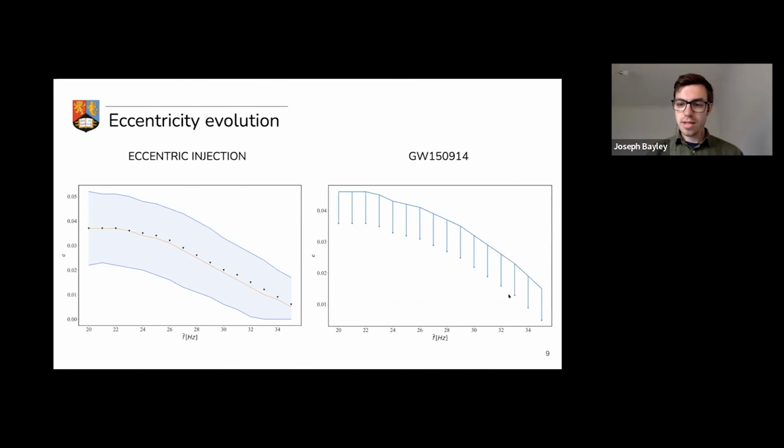Another question says, hi Alice, great talk. Do you plan to use this method for a population of sources? Sorry, I didn't understand very well. Do you plan to use this method for a population of sources? I didn't do any work with population, but for sure, I think it is possible to do that. I wasn't planning to do this, but yeah, I think it's possible.